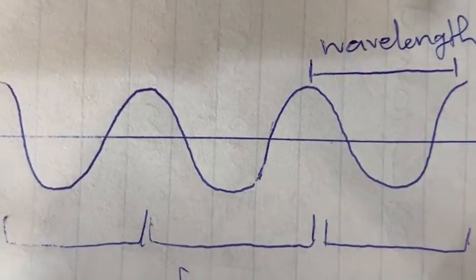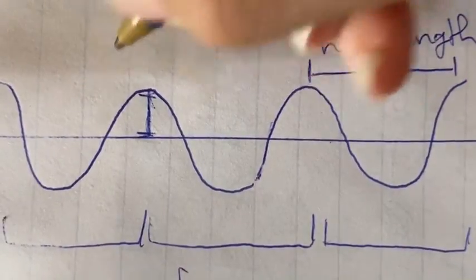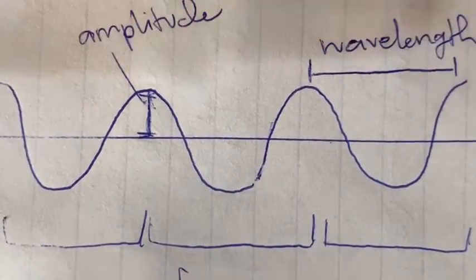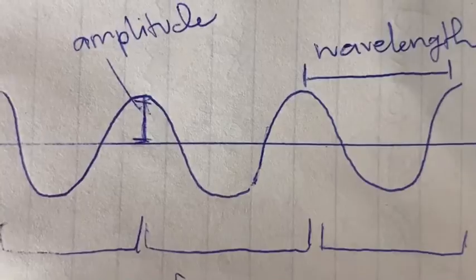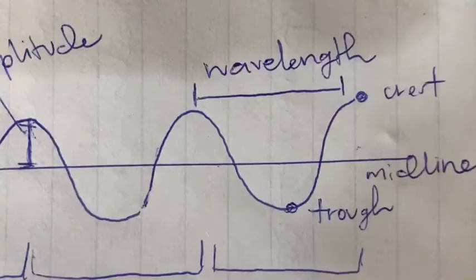Amplitude is also a big factor in sound. In terms of the wave, it measures the height of the wave from the midline to the crest. In terms of sound, it affects the volume. The greater the amplitude, the louder the sound.